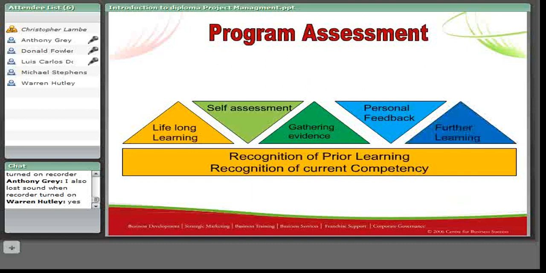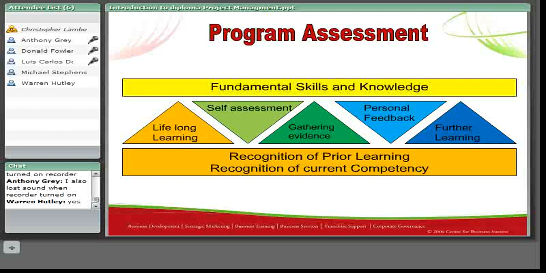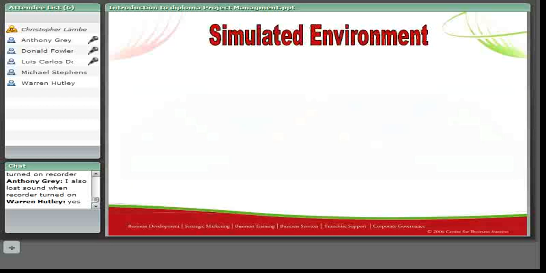So if there isn't sufficient evidence, then we can just go around in a cycle and help you get what you need to do to provide enough evidence to show that you're competent in any of the performance areas. So that should also provide for us fundamental skills and knowledge to be able to assess you as competent in each of those units. So that's the principles of the assessment that we're going to use.